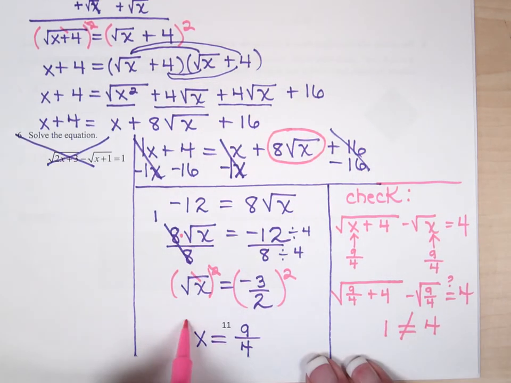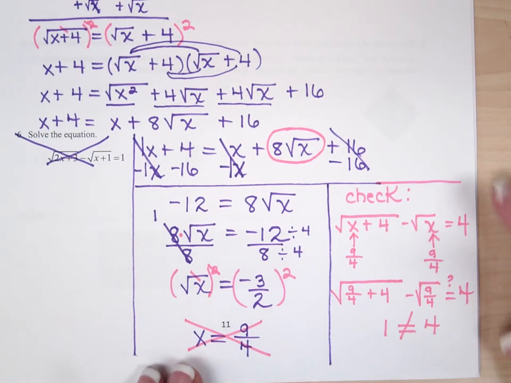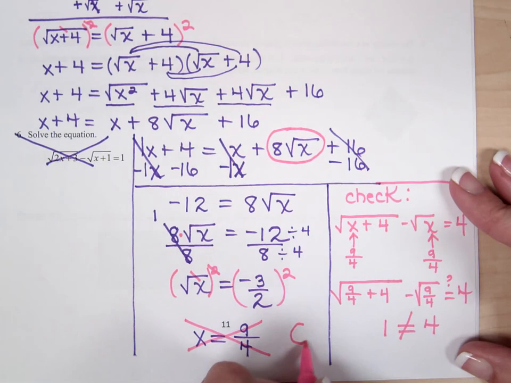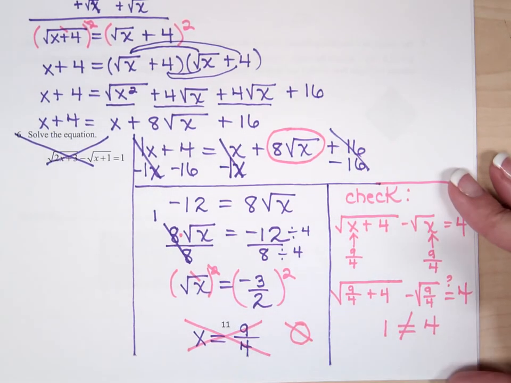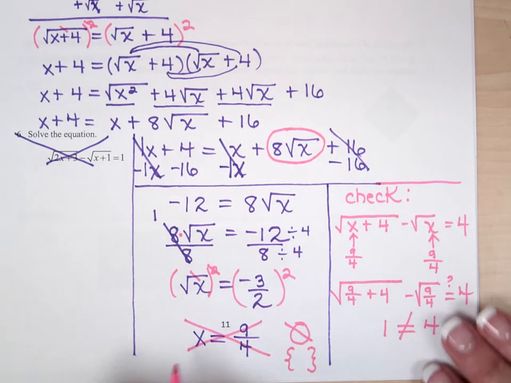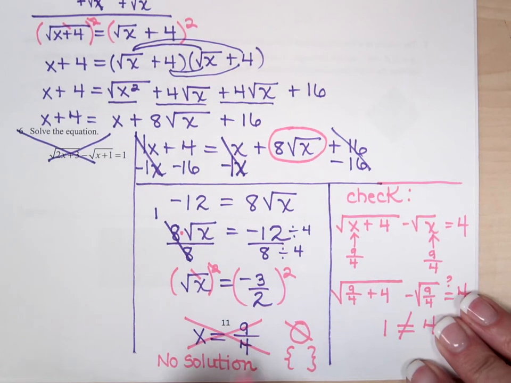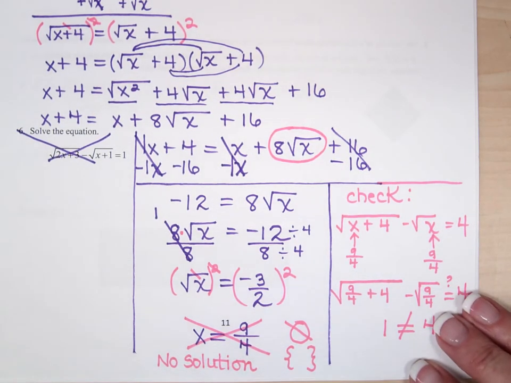This one's invalid. Is there any other one to pick from? Nope. So we write no solution, either using the no solution symbols or the empty set, or you could actually write the words, whatever works. You'll be taking computer tests for the rest of the semester. And so you have to do whatever the computer says.